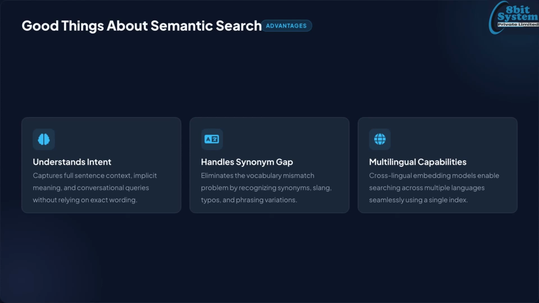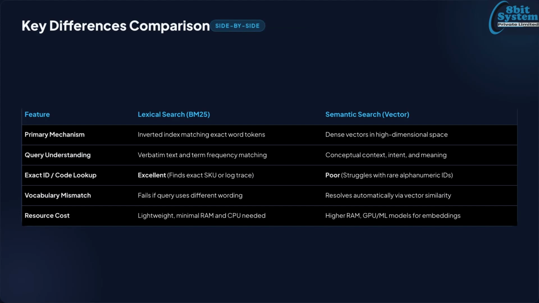Okay, now let's compare both lexical search and semantic search side by side. So here in primary mechanism, lexical search uses an inverted index to match exact word tokens. But semantic search uses dense vectors in a high dimensional space. For query understanding, lexical search focuses on exact words and term frequency. Semantic search focuses on context, intent, and meaning.